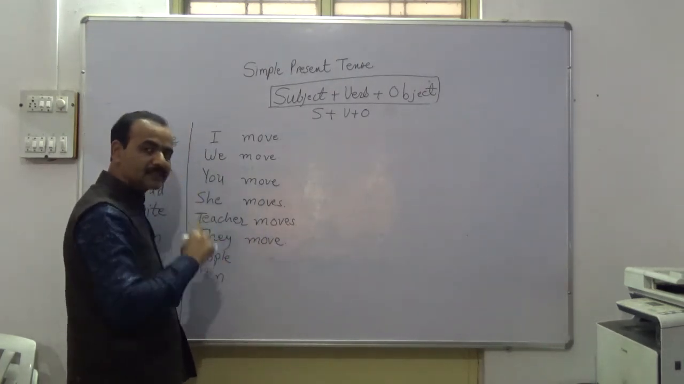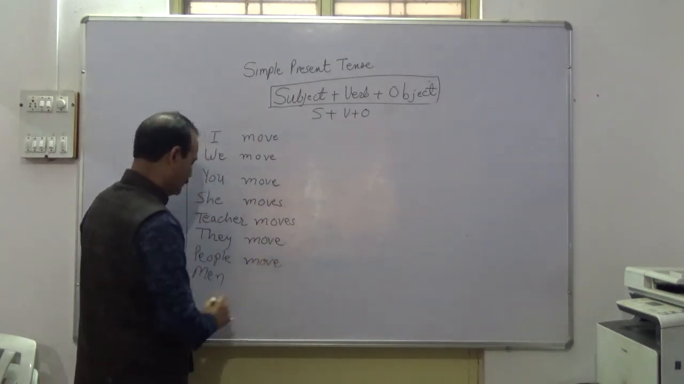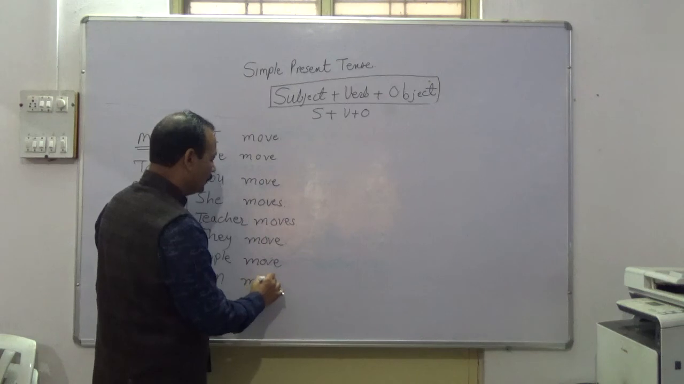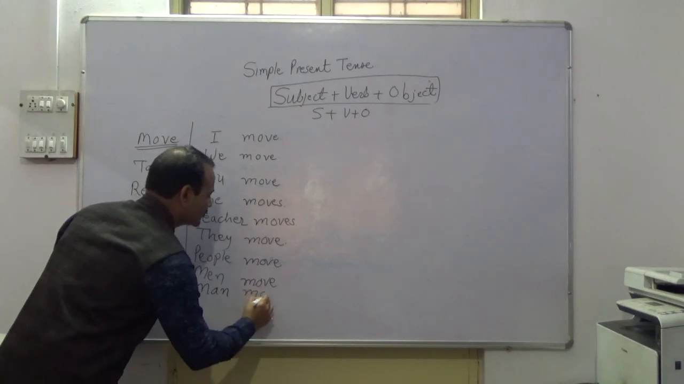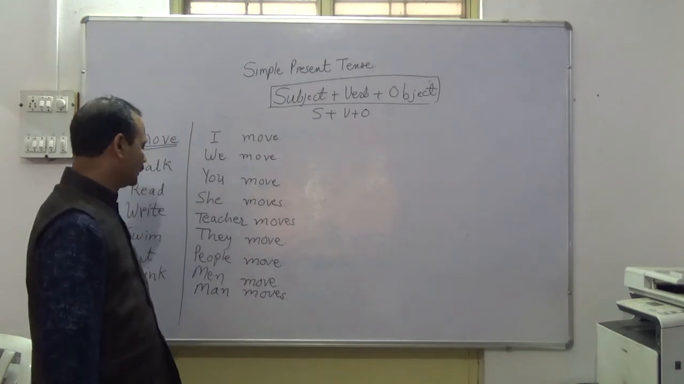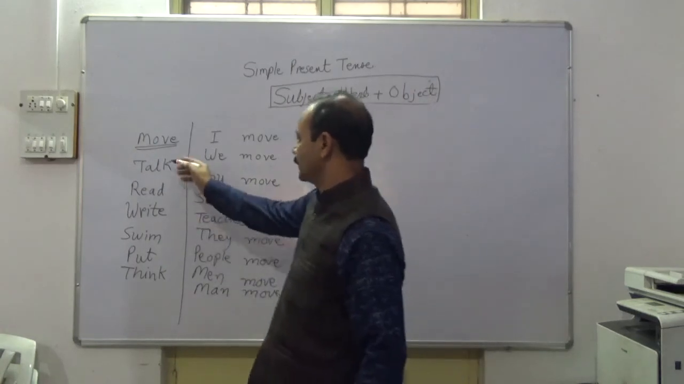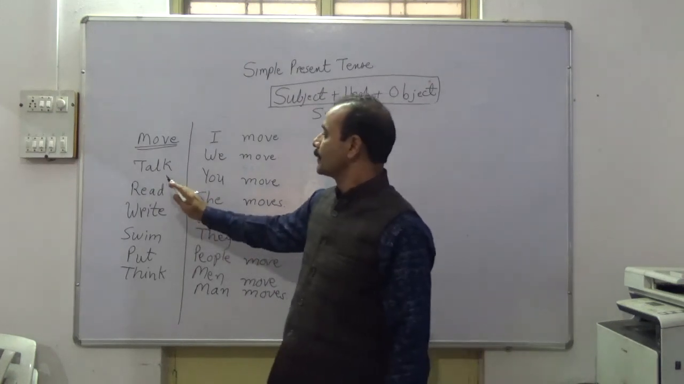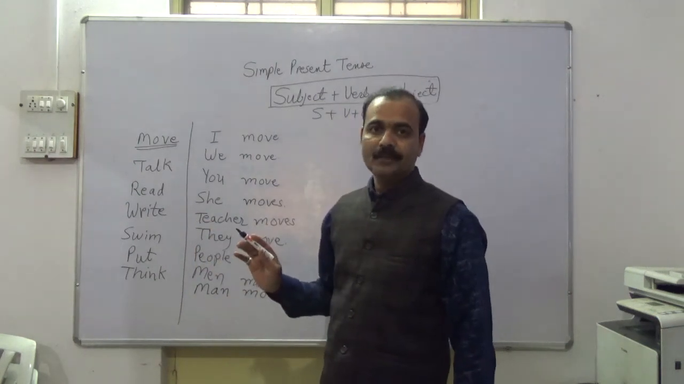People, again it is third person but it is plural and that's why we again use move. Men, it is third person and it is plural, that is, men move. But if I use the word man, we must write man moves because it is a third person singular subject. In this way, we can use all the verbs that we have taken. And by this drill, students can understand the simple mechanics of this tense, simple present tense.